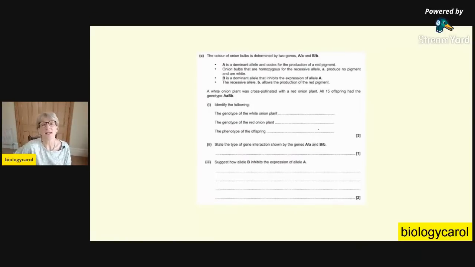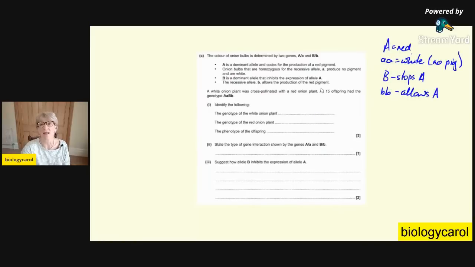And now we have a little bit of genetics. Colour of onion bulbs determined by big A, little a, big B, little b. Big A produces red pigment. Big B inhibits big A. Little b allows red pigment to be produced. So here are my little notes. Big A equals red. Little a equals white. Big B stops big A. Little b allows A. A white onion plant was cross-pollinated with a red onion plant.